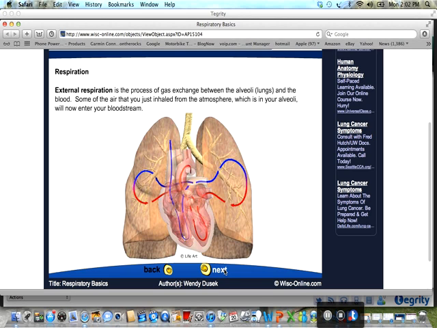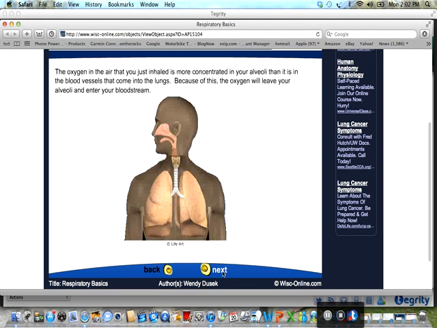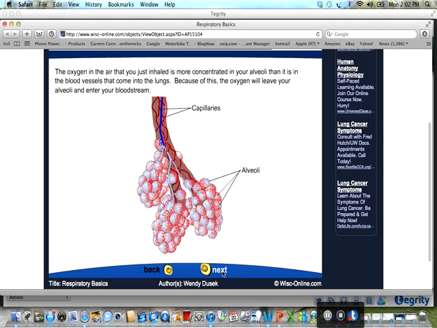External respiration is the process of gas exchange between the alveoli in the lungs and the blood. Some of the air you just inhaled from the atmosphere, which is in your alveoli, will now enter your bloodstream. The oxygen in the air that you just inhaled is more concentrated in your alveoli than it is in the blood vessels that come into the lungs. Because of this, oxygen will leave your alveoli and enter your bloodstream. There is a high level of carbon dioxide in your blood when the vessels enter the lungs, so carbon dioxide will leave the vessels and enter the alveoli. This carbon dioxide will leave your body when you exhale.